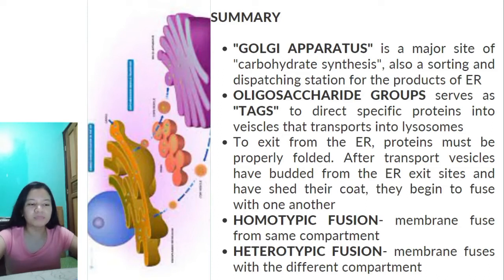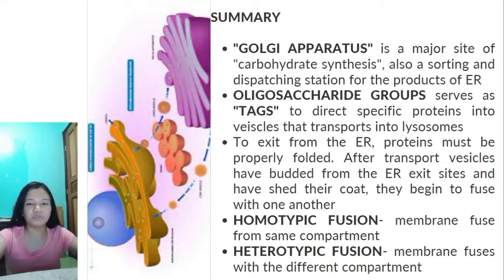So, after ng mga transport vesicles na mabud galing sa mga ER exit sites, and after nila mag-shed ng kanilang mga coat, doon sila nagsisimula mag-fuse sa isa't isa. So, si homotypic fusion naman, ito yung mga membrane fuse from the same compartment.